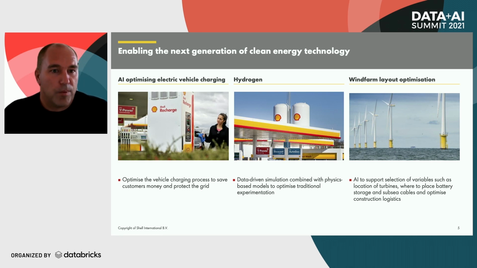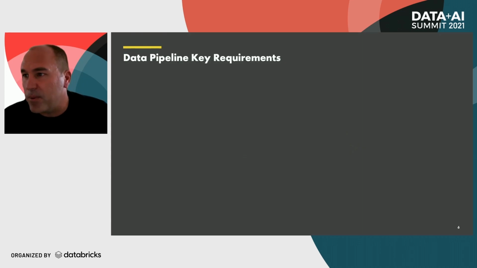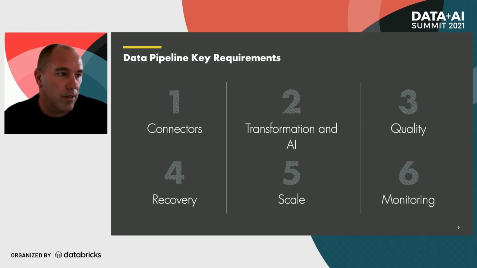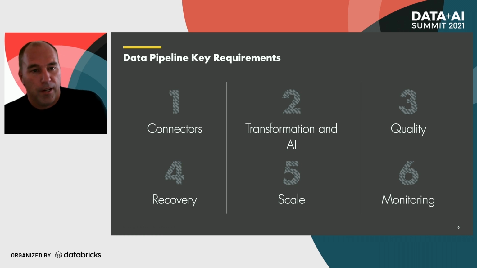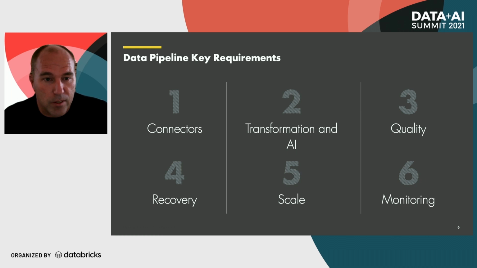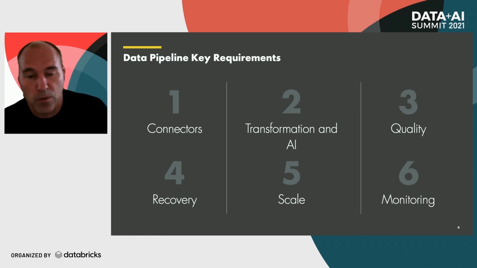So let's talk about what I consider some of the key data pipelining requirements we need to achieve. Firstly, connectors. We need to be able to connect to vast types of data sources, whether it's a file system, databases, APIs, streaming sources in the pub/sub kind of domain, cross-cloud. We need to be able to connect to as many data sources as we can, as well as being able to write to different locations. Secondly, we need transformation and AI as part of our data pipelines.